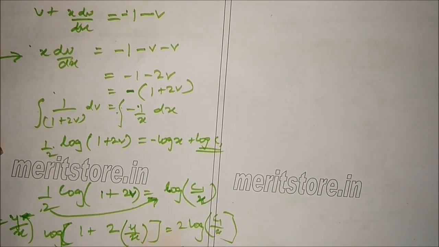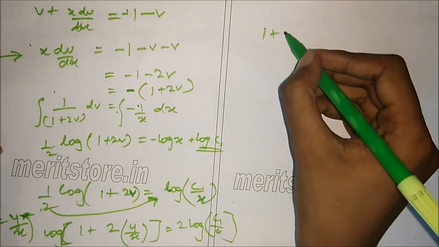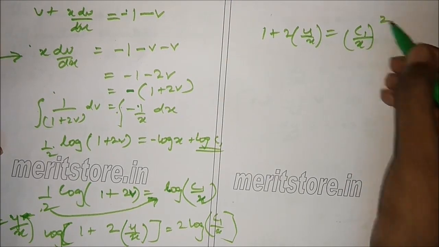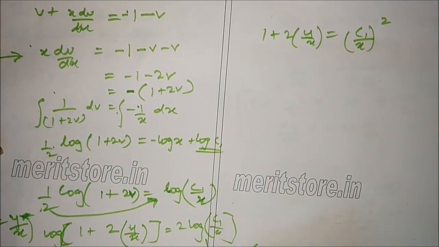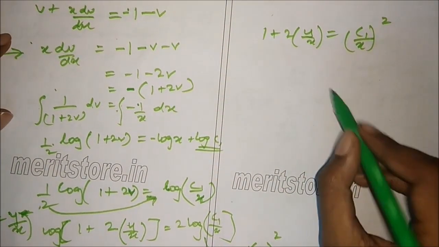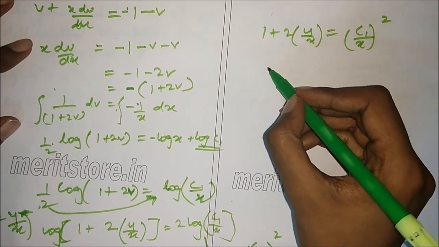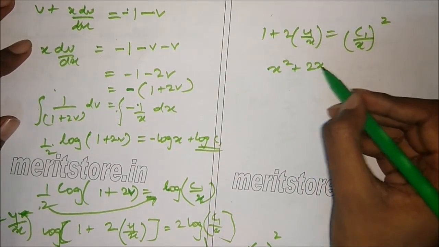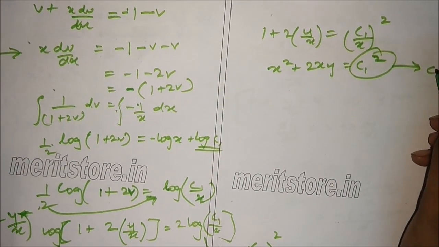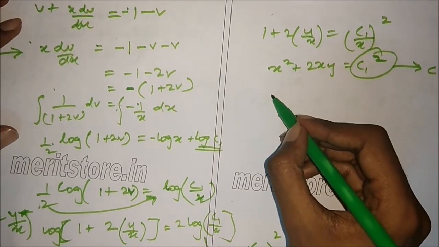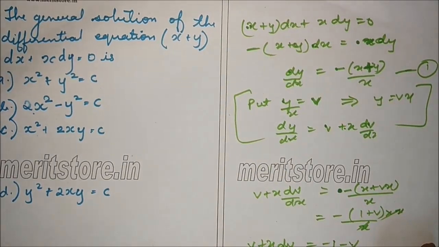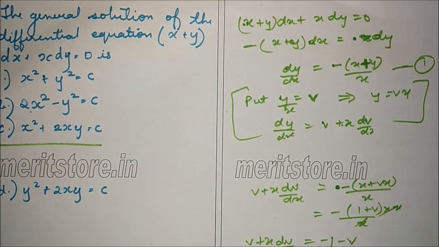If logs are equal, the inner terms are equal. So we can say that 1 plus 2 into y by x equals c1 by x the whole square. Again, this was log of c1 by x square, by the law of logarithm. Multiplying throughout by x square, we get x square plus 2xy equals c1 square. Let this be c, another constant. So the final answer is x square plus 2xy equals c, which is option C.